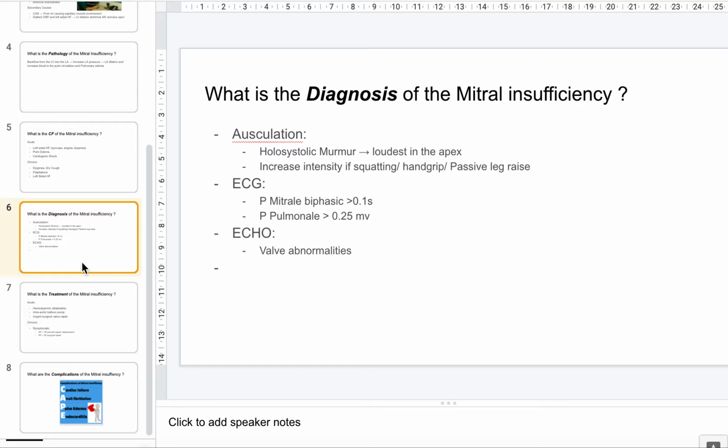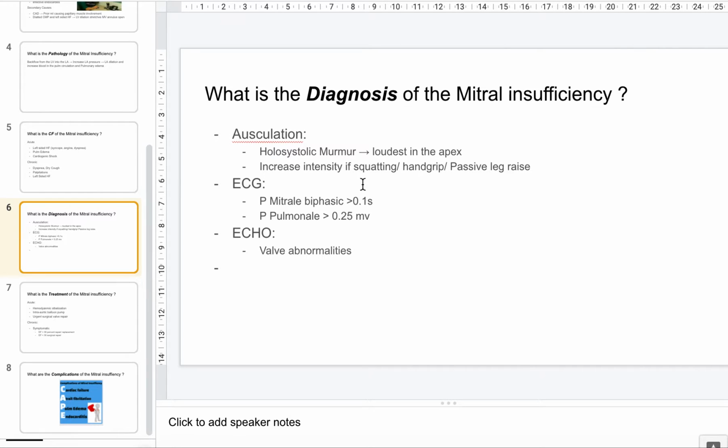What is going to be the diagnosis of mitral insufficiency? Well, the diagnosis is going to be very, very simple. We get a stethoscope and we put it on the apex of the heart, and we're going to hopefully hear a systolic murmur, loudest at the apex, and there's going to be increased intensity when patients are squatting, doing hand grip, or passive leg raise.